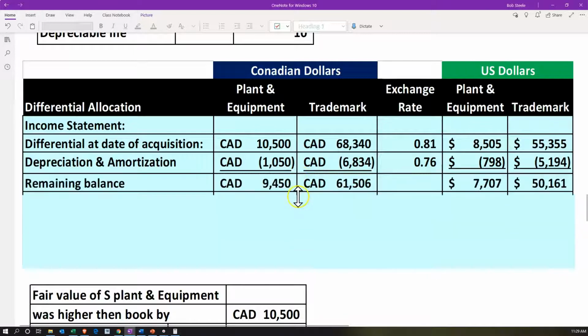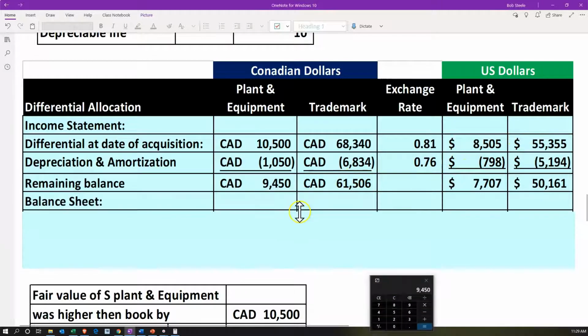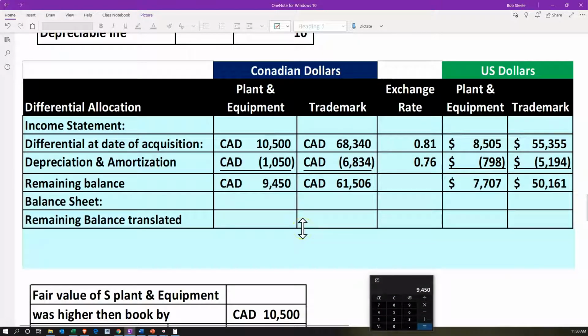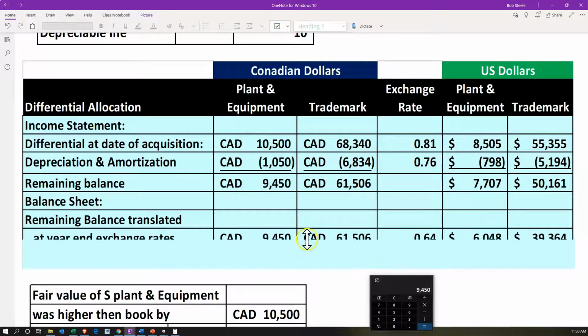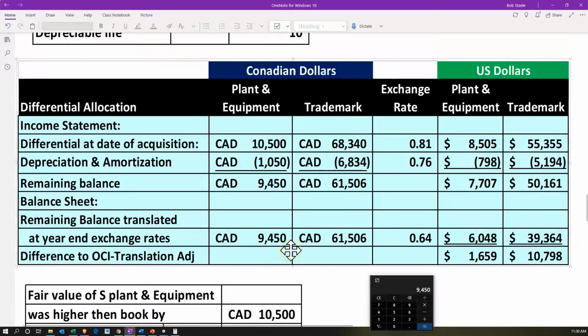So then we have the remaining balance. The remaining balance, we're just simply subtracting this out. So the 10,500 minus the 1050 is going to be that 9450. Same here, subtraction, subtraction, subtraction. So I won't do all the calculations there. Then we're looking at the balance sheet side of things. So we've got the remaining balance translated at year end. We're just pulling these numbers down, the 9,450.